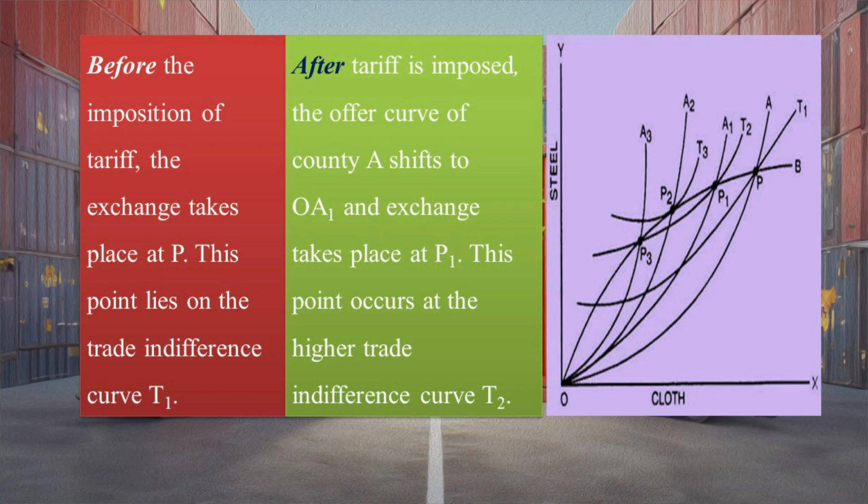But after tariff is imposed, the offer curve of country A shifts to OA1. So we can see that OA is shifted to the left-hand side, and exchange takes place at point P1. This point occurs at the higher trade indifference curve T2. So T2 is a higher indifference curve than T1.